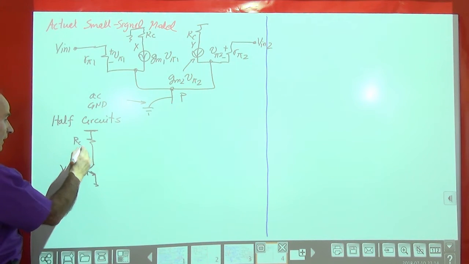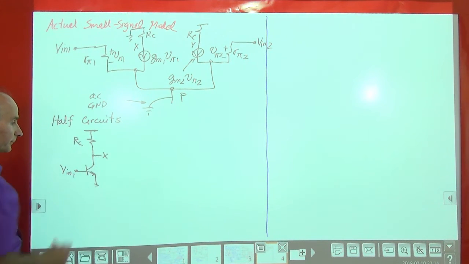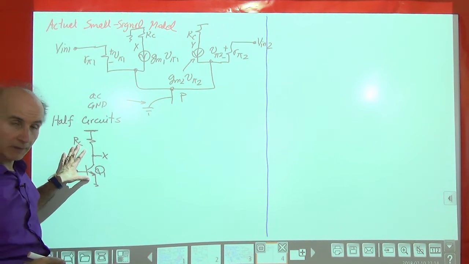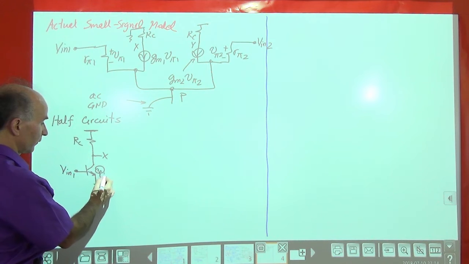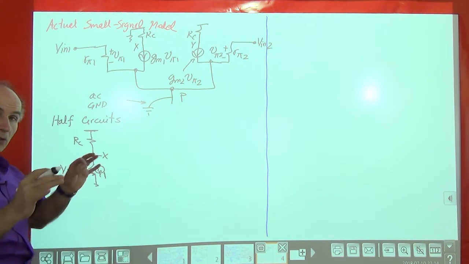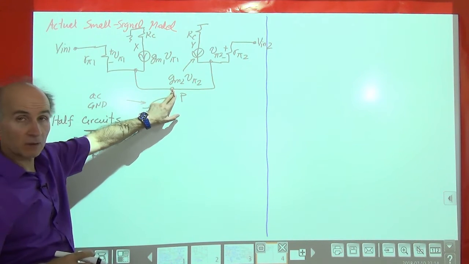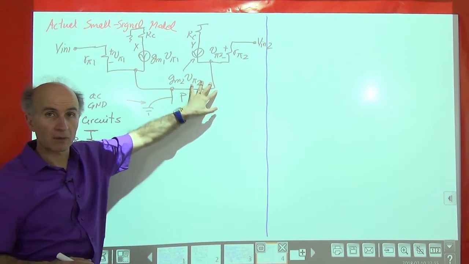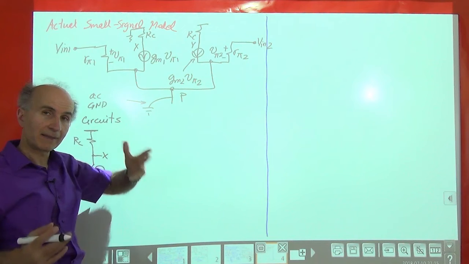So this is RC, this is node X, this is Q1. This is what we call a half circuit because we saw that for small differential inputs, once this node is AC grounded, these two are separate now. This has its own ground, this has its own ground, so I can analyze them separately.